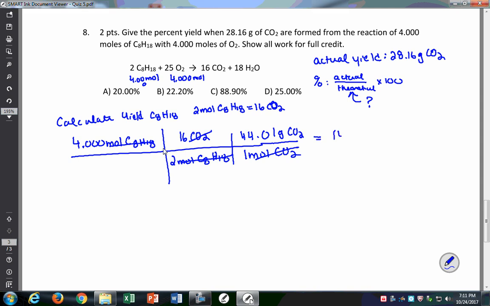So that could totally produce 1,408.32 grams of CO2. That's a possibility. But I need to see if I have a limiting reagent, so I have to do the same thing with O2. It's going to look very similar, but we don't have the same ratio. So we're going to calculate the yield from O2. Again, we're starting with 4 moles.